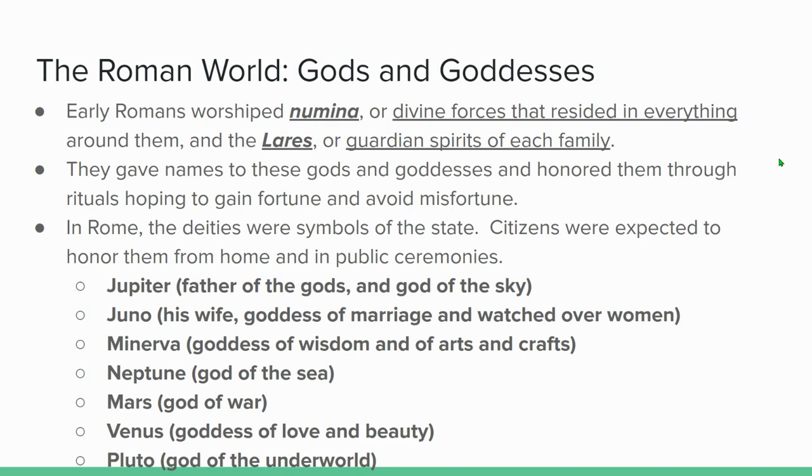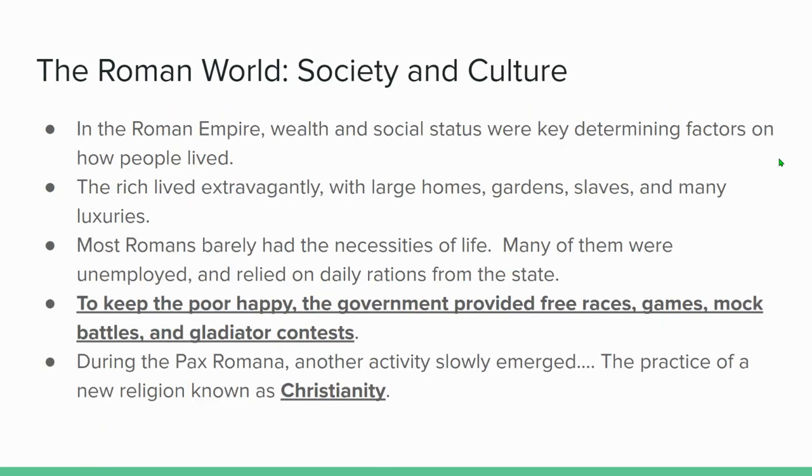We have Mars, the god of war. In Greek mythology, it was Ares. We have Venus, the goddess of love and beauty, and this would have been Aphrodite in the Greek mythology. And then we also have Pluto, the god of the underworld, which would have been similar to Hades in Greek mythology. So you can see the similarities there.